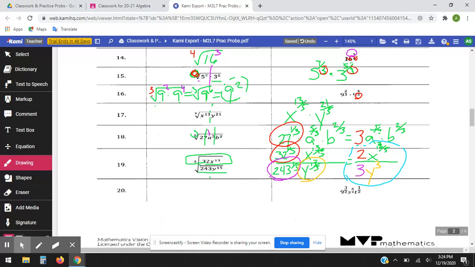All right, last one. Let's turn this guy into a root. If I look here, I've got 2 different roots.